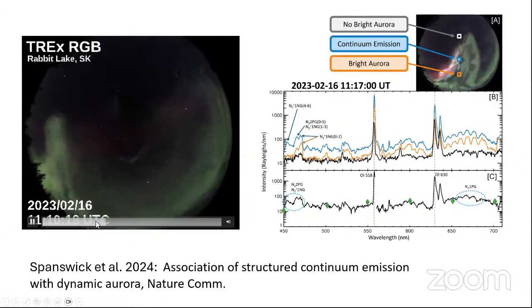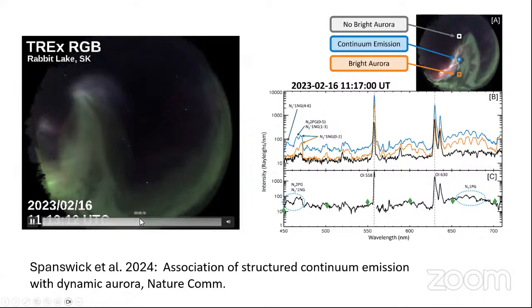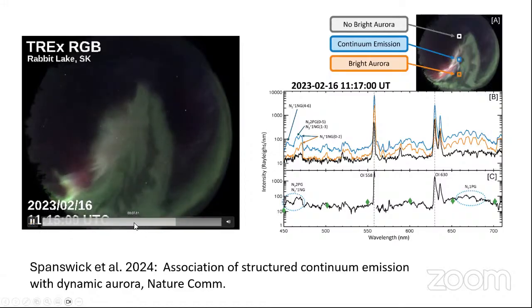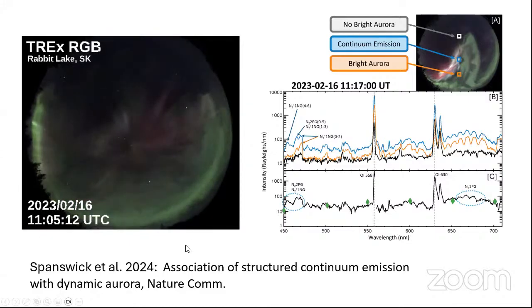So let me play the movie. I can stop here. Can you see this gray-toned structure on top of the green line aurora as well? Okay, so let's move on. Can you see the whitish structure on the left, on the west side of the green line aurora as well? Yes. I will comment on this picture later in this talk, because you can see that this whitish continuum structure is located on the west side edge of the green aurora.